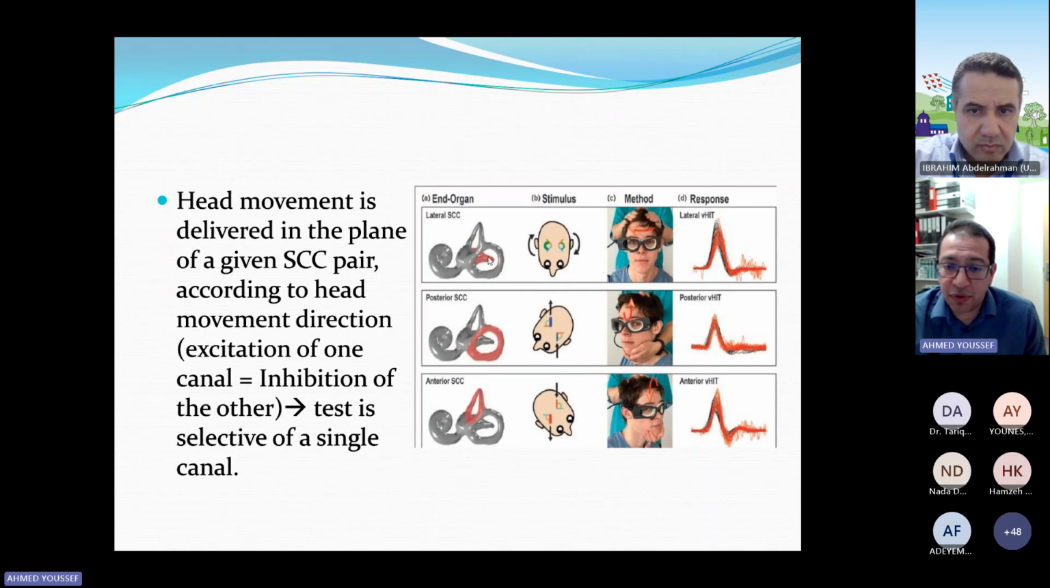So for example, if we want to test the lateral semicircular canal, the head would be flexed slightly, 30 degrees, and the movement would be side to side. If we want to test the posterior semicircular canal, the head would be turned to one side and the movement would be almost up and down, in the direction perpendicular to the canal that we're testing. And for the anterior or superior canal, the head would be turned to the opposite side and the movement would be downward. This is because when the head moves towards the canal, it causes excitation of the canal, but at the same time, it inhibits its opposite. So that's how the test is selective of different single canals.